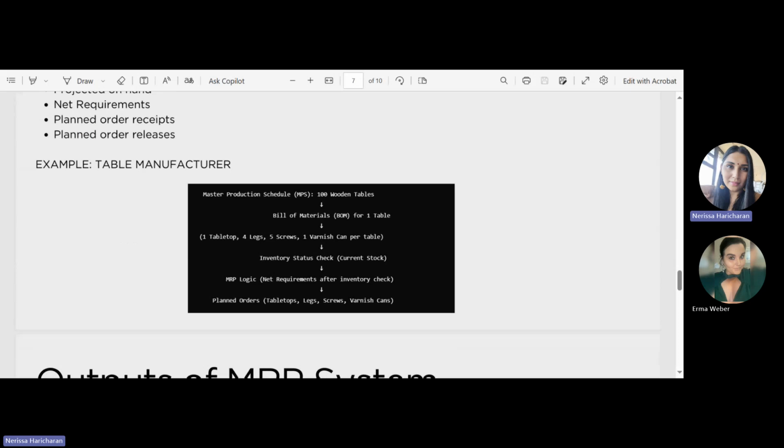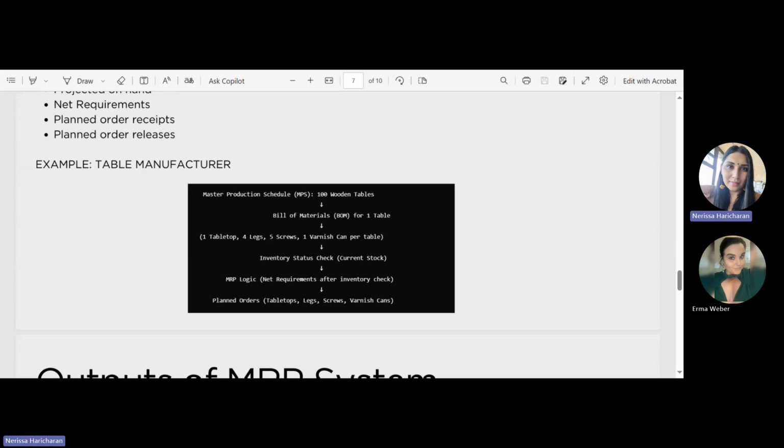That's 100 times 4, which is now 400 legs. You have 100 legs on hand, so you now need 300 legs net requirement. Screws, you need 5 screws per table. That's 500 screws for 100 tables. You now have 200 on hand, so your net requirement is 300 screws. And varnishing cans, you need 100. You're currently sitting with 10, so you need 90 in terms of your net requirement.